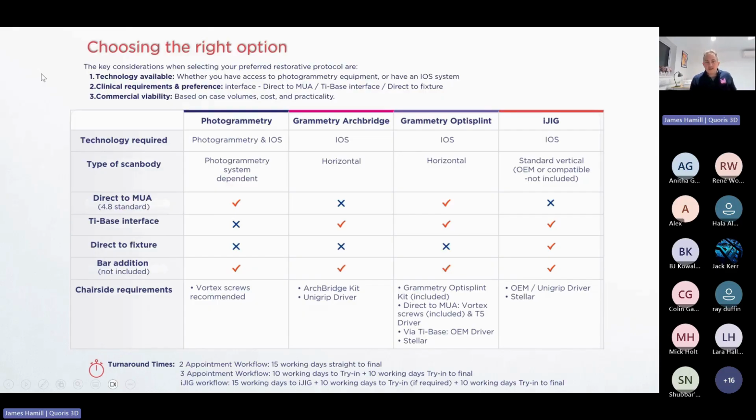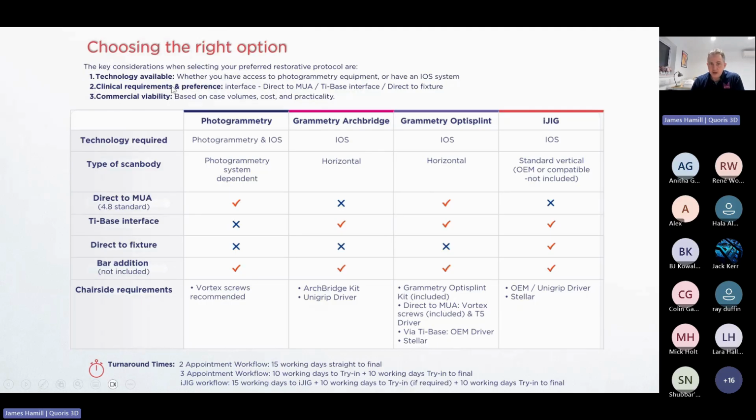So we've created this very simple table to help you decide in terms of each of these 4 pathways what would be perhaps most suitable. So there are some key considerations when selecting it. Number 1 is simply the technology available. If you have photogrammetry, brilliant, you go down the left-hand side, which is here. If you don't, you've got the options of the other 3 pathways.